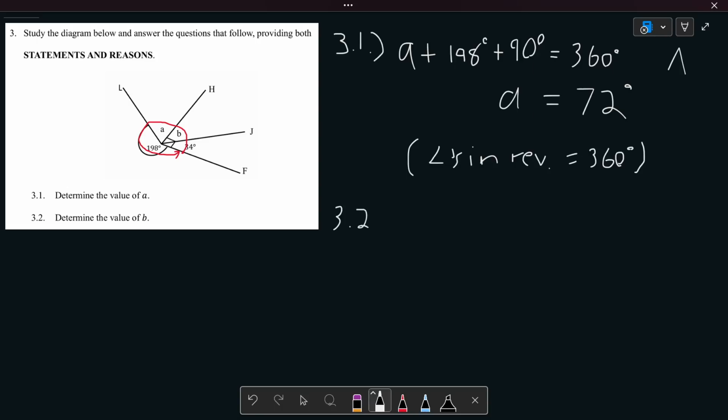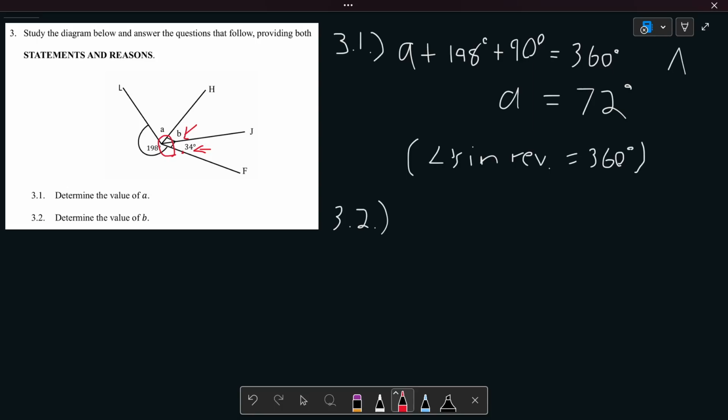So number 3.2 says that we need to calculate or determine the value B. So in order to determine the value B, let's look at our diagram again. Where is B? We can clearly see that B is right over here. But what do we notice about this entire angle over here? We can clearly see that there's a right angle. And this right angle is just equal to the sum of these two angles over here, which is B and 34 degrees. So 34 degrees and B, if you add them together, have to give you 90 degrees. Because that is what the angle is saying over there.